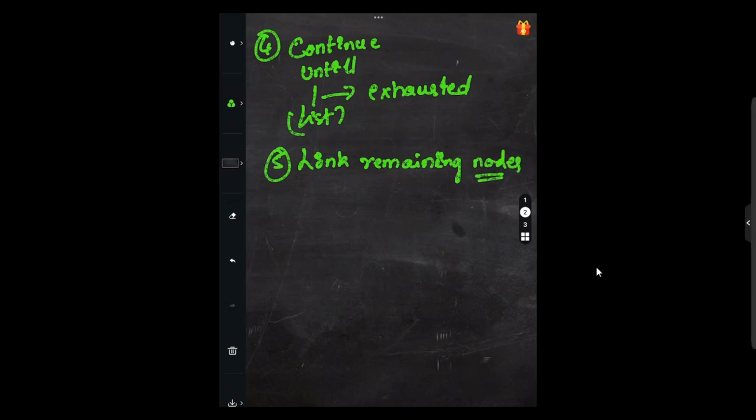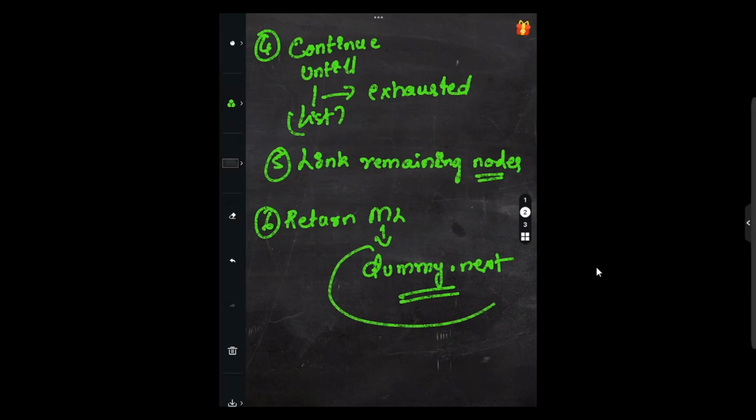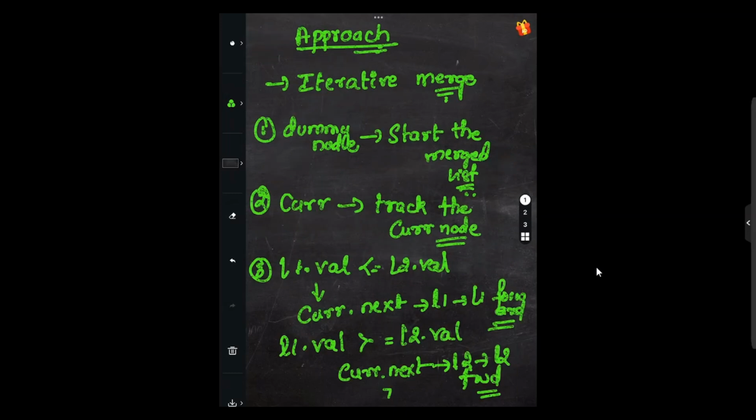The final step is to return the merged list, that is starting from dummy.next. This is very important. We have to return the merged list that is starting from dummy.next here. I hope this is clear.